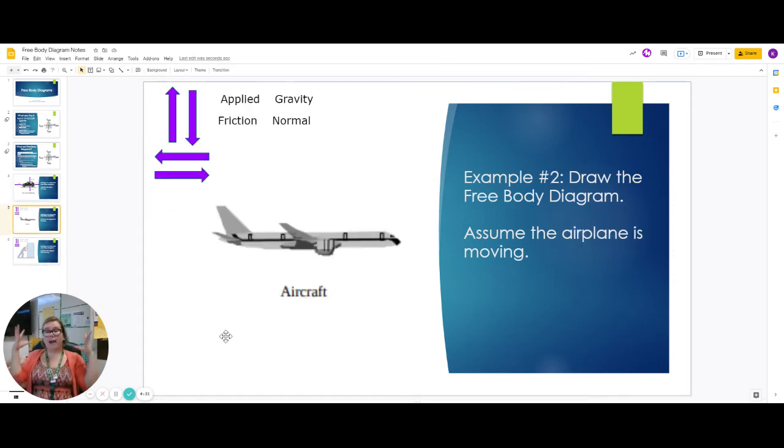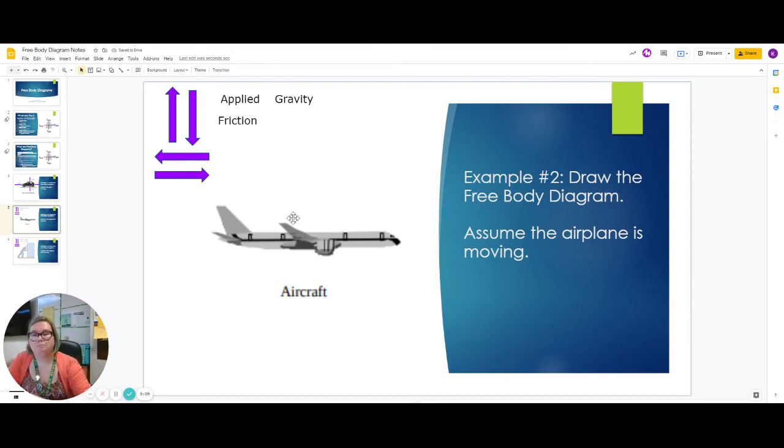All right, here I have an aircraft. This is a plane flying through the air. All right, so we've got our airplane moving through the air. So first of all, we think through these four forces. Remember, they told us normal force only occurs when something is sitting on a solid surface. Is our plane sitting on a solid surface? No, it's not.